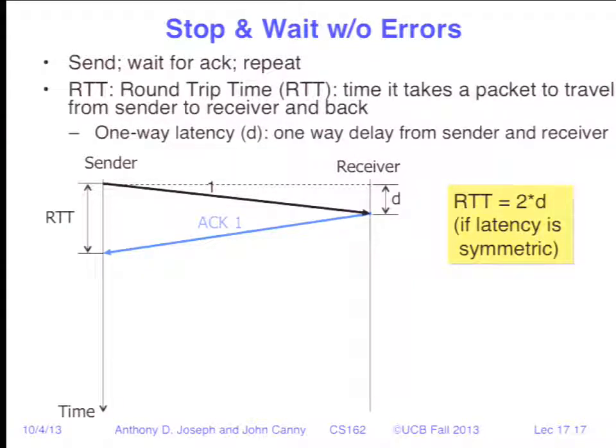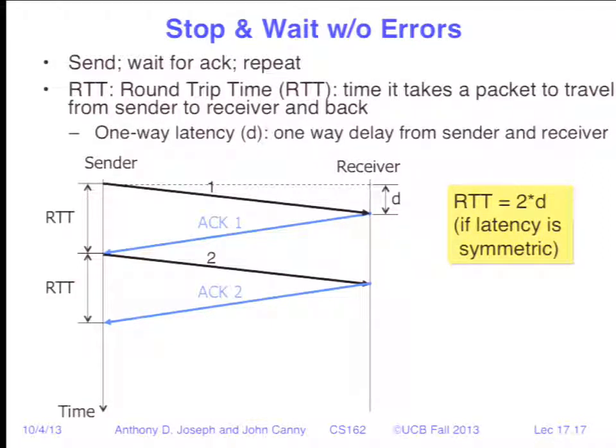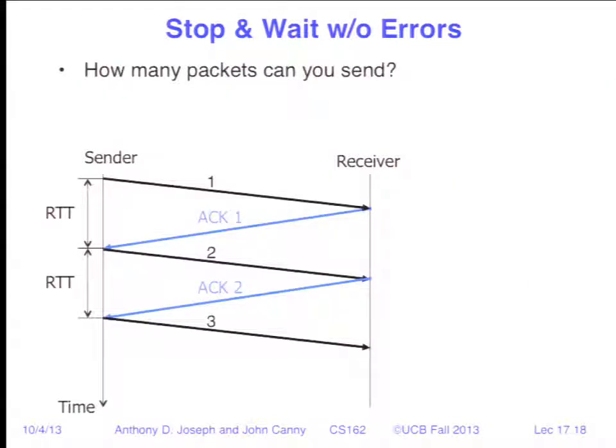Okay, so that's the time to get the packet out and back. All right, now we can send our second packet. Once that's received at the receiver, it sends back an acknowledgement for 2. Okay, so that takes another round trip time. Now we can send packet 3, and so on. Now, how many packets can you send? You can send 1 packet every round trip time.